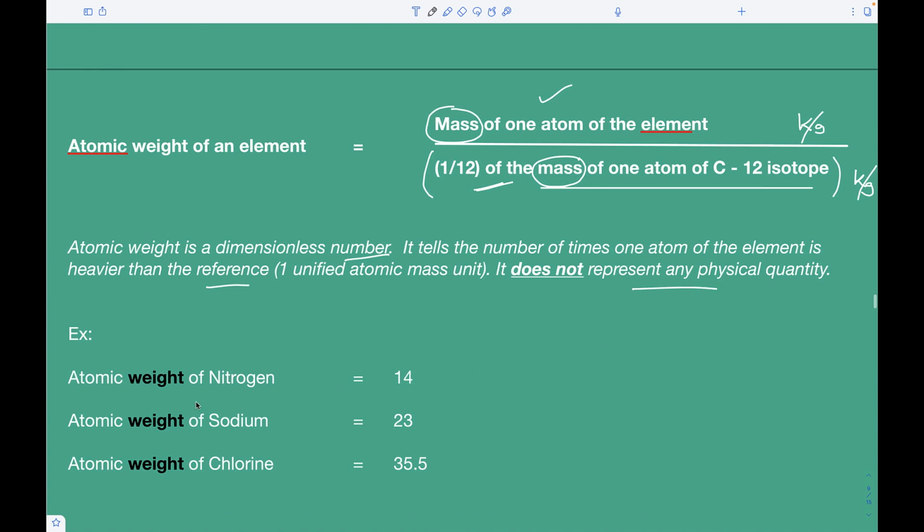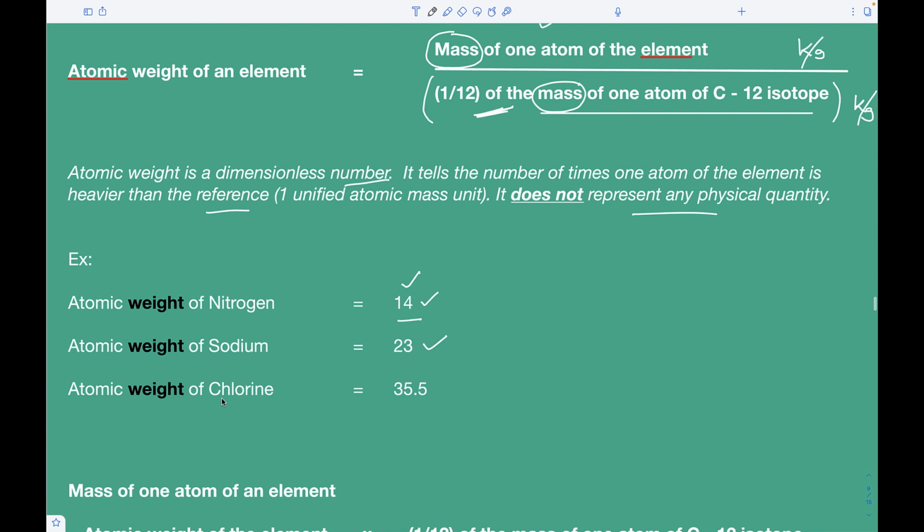Now, what is the atomic weight of nitrogen? The answer is 14 without anything next to it, just this number. Then what does it tell us? This tells us one nitrogen atom is 14 times as heavy as this reference. Similarly, the atomic weight of sodium is 23 and the atomic weight of chlorine is just this number, 35.5.